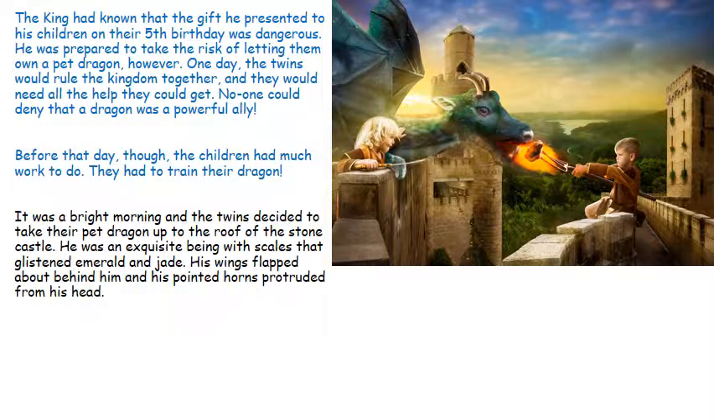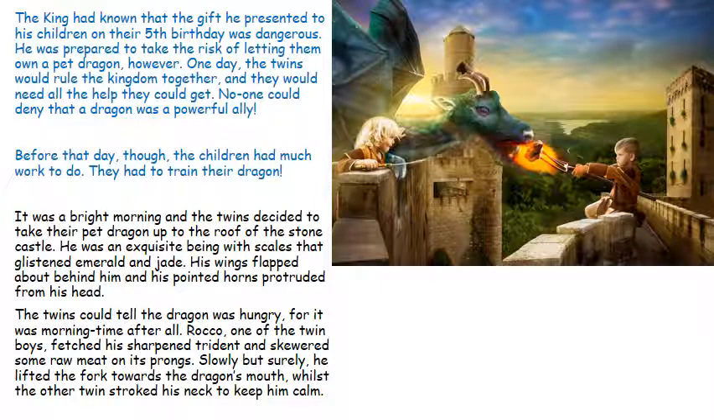So in my first paragraph, I thought I need to explain where the boys are and what could be seen. So I've said, it was a bright morning and the twins decided to take their pet dragon up to the roof of the stone castle. He was an exquisite being with scales that glistened emerald and jade. His wings flapped about behind him and his pointed horns protruded from his head. So hopefully your work from yesterday, where you improved those sentences, has helped you describe the dragon.